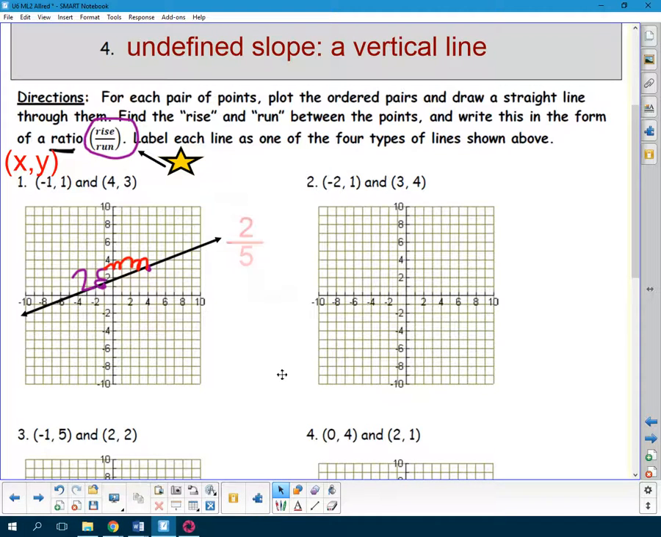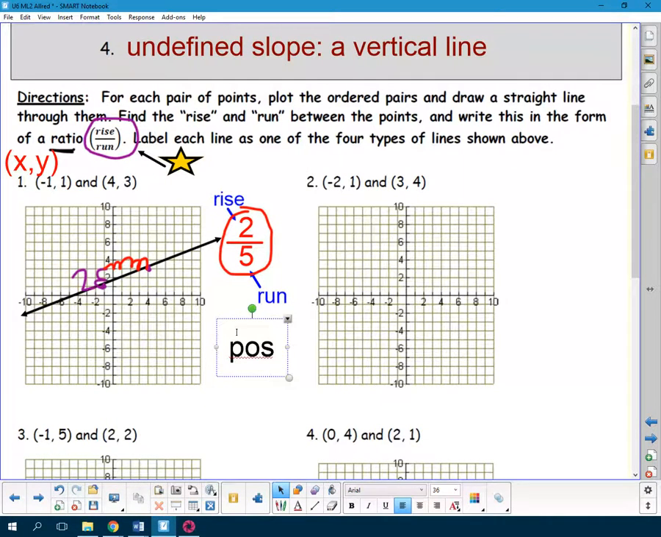Okay, so we can write that as a ratio, 2/5, and that's our rise over our run. That is the slope of that line. It's 2/5. Okay, because that's a positive number, we're going to call that a positive slope.